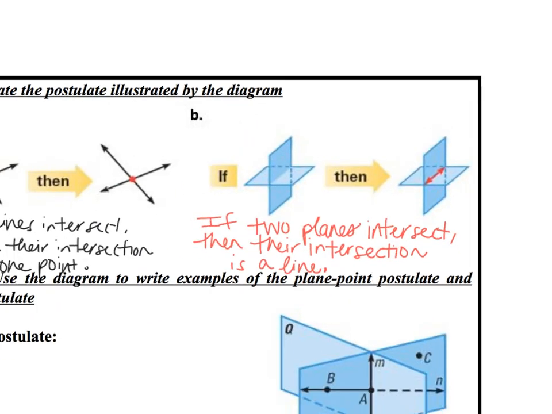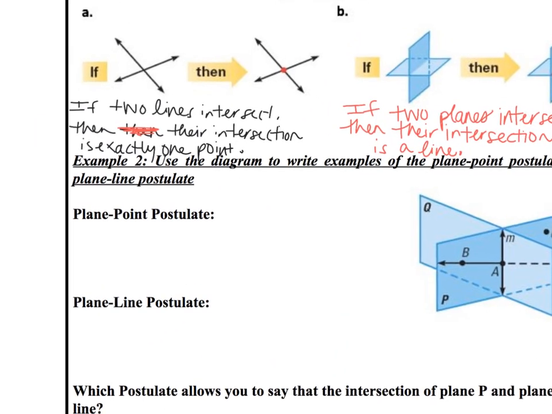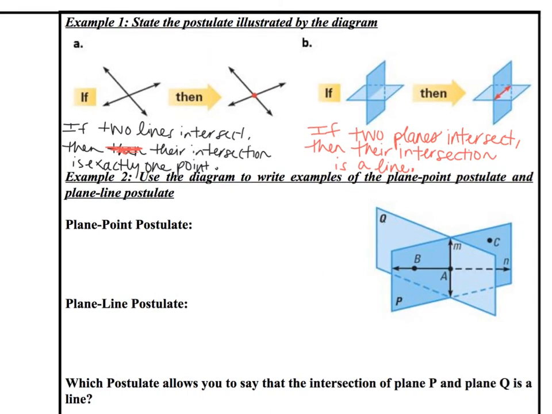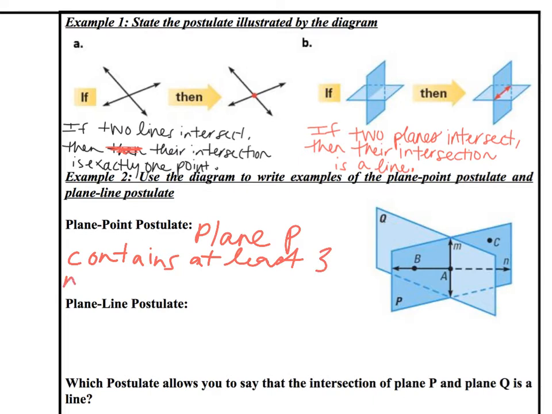Start by saying, which plane are we talking about? We're talking about plane P. Since it's a plane, it should contain 3 non-collinear points. So plane P contains at least 3 non-collinear points, and we need to say what they are.